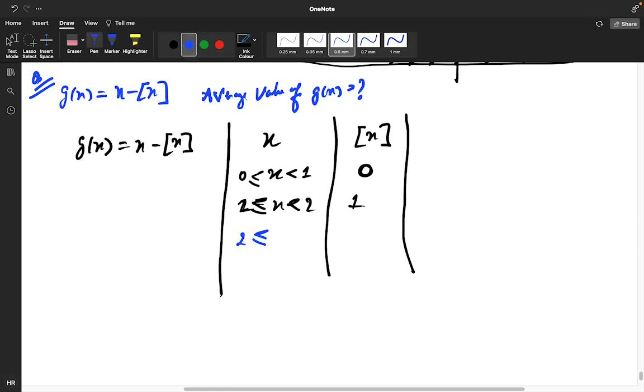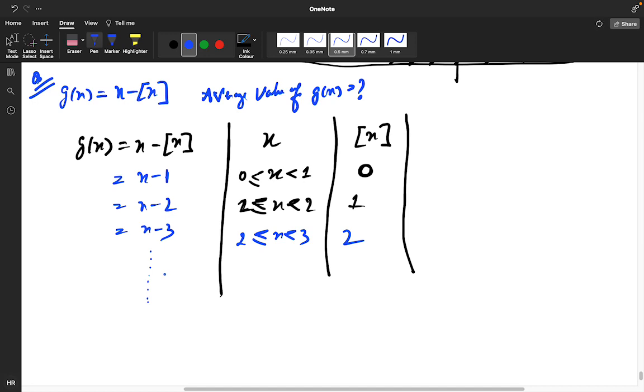From 2 to 3, it is 2. So like this you are moving. So how is the equation becoming? This equation is becoming x minus 1, x minus 2, x minus 3, like that. It's moving.